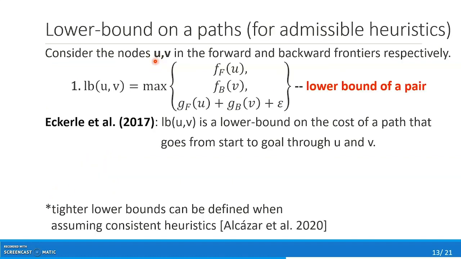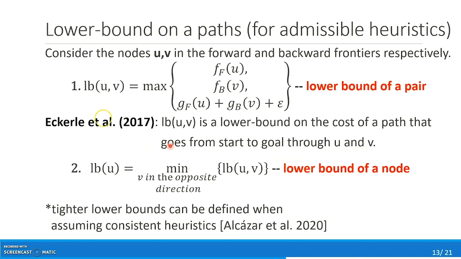Now let's talk about lower bound on paths. Given an admissible heuristic, a node U in the forward direction and a node V in the backward direction, LB(U,V), which is defined to be the maximum between their F values and the sum of G values plus epsilon, is a lower bound on any path that goes from start to goal through U and V. We can use that bound between pairs to define a bound on nodes, which uses the bound on pairs and considers all of the other nodes in the opposite direction.